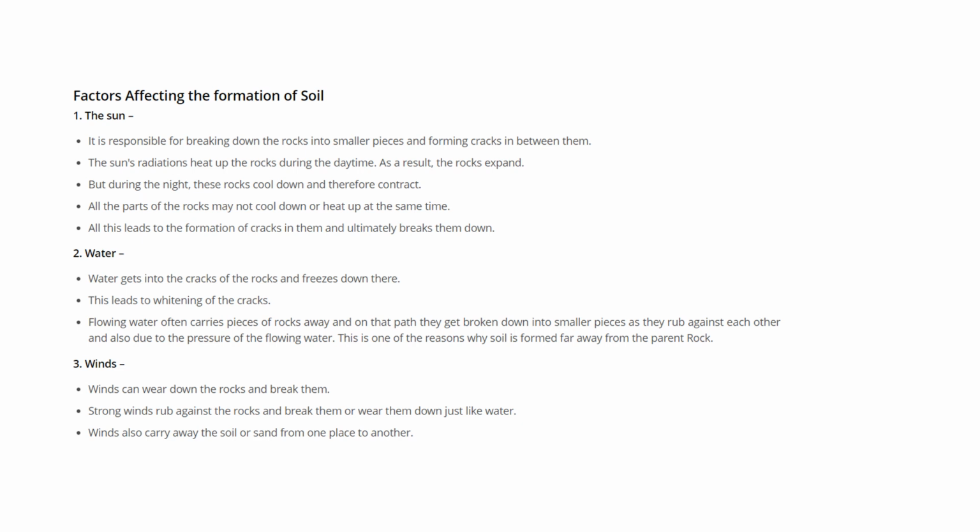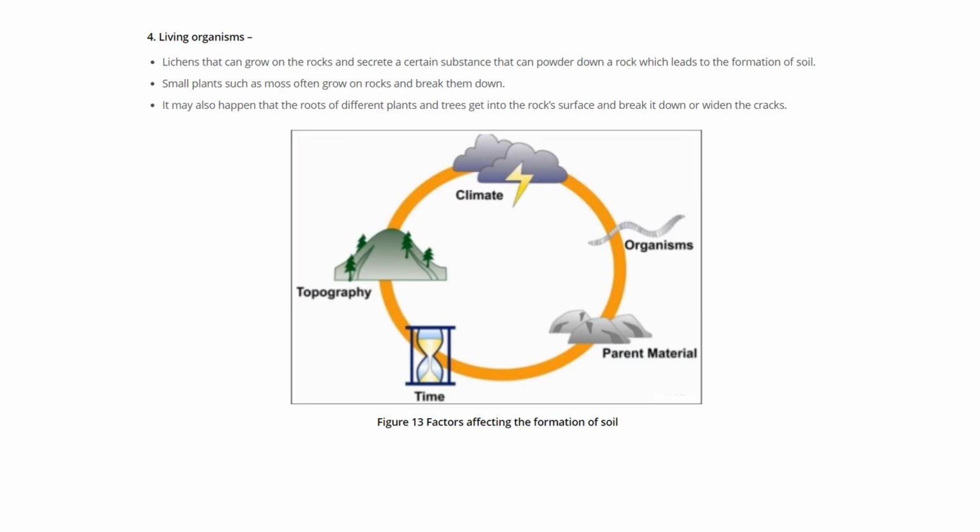So that is one of the factors. Also, living organisms are one of the factors for the formation of soil. So how does it influence the formation of soil? Lichens can grow on the rocks and secrete certain substances that can powder down a rock, which leads to the formation of a thin layer of soil. Similarly, moss is a small plant; it can grow on the rocks and crack the rock, and eventually break it, and that might lead to the formation of soil.